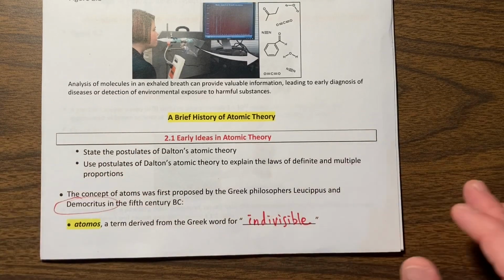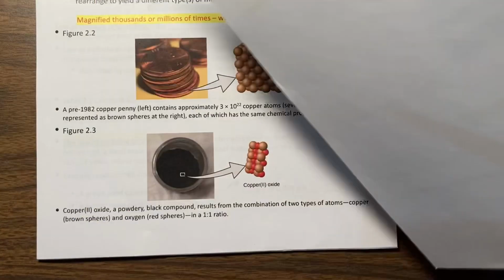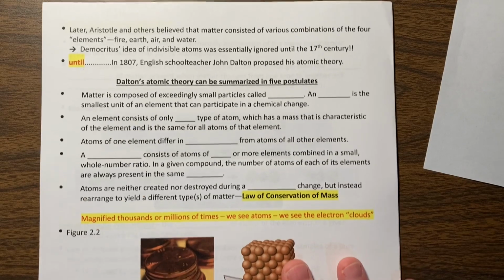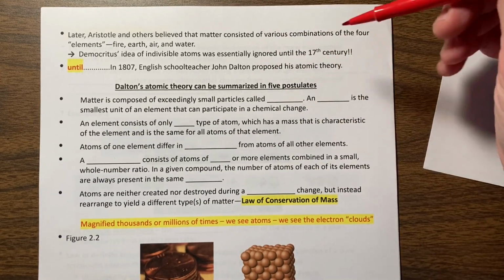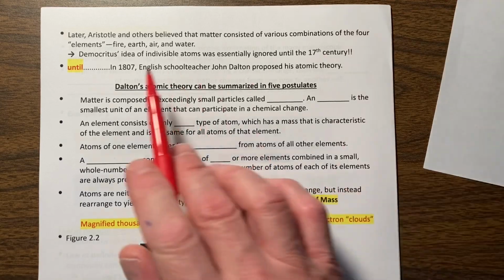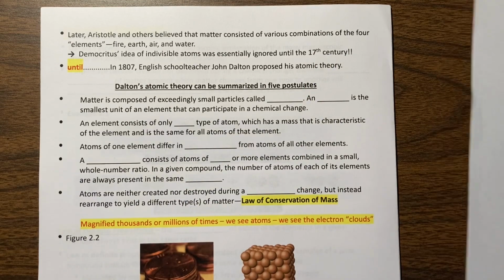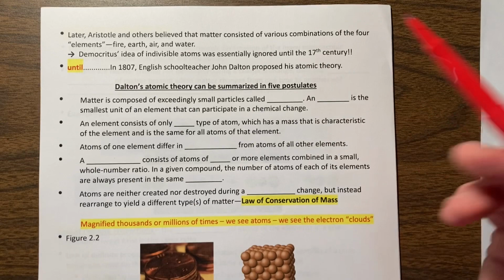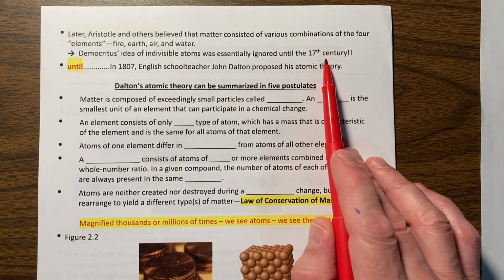Back then, and until about the 20th century, we thought that atoms were indivisible, but we now know that they're made of more fundamental particles. Later, Aristotle and others believed that matter consisted of various combinations of 4 elements: earth, fire, air, and water. We now know that that was completely wrong. But Democritus's idea of indivisible atoms was ignored until almost 2,300 years later.